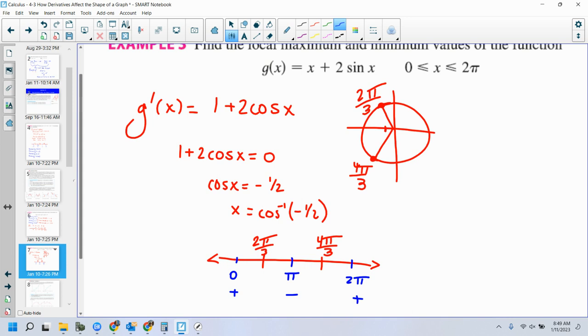Now, I don't need to state the increase-decrease test, because that's not what I'm after. I'm after what the local maximum and minimum are. So I can say definitively, because this is increase to decrease, going up then coming down, there is a local max at 2 pi over 3. And then there is a local, decrease to increase, minimum at 4 pi over 3.